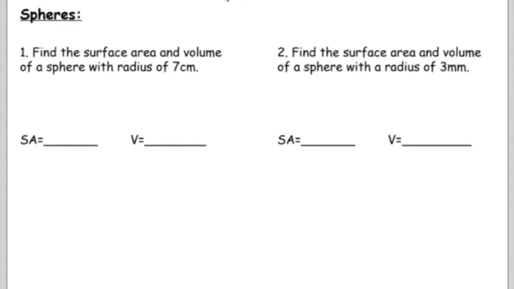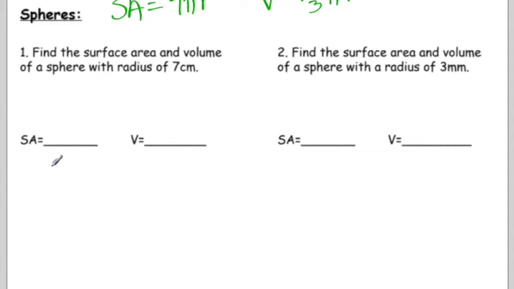So the next shape is spheres, and this is the last shape of the day. So the spheres formulas. There is no lateral area for a sphere. The surface area is 4 pi r squared, and the volume is 4/3 pi r cubed. And so these are the formulas that we're going to be using.